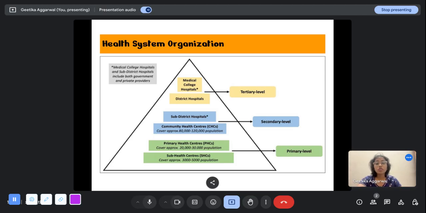And yeah, so this is how the health system is organized in our country. And yeah, there is a severe lack of facilities and even of human resources at these different levels. But the government is trying to improve it as we move forward.